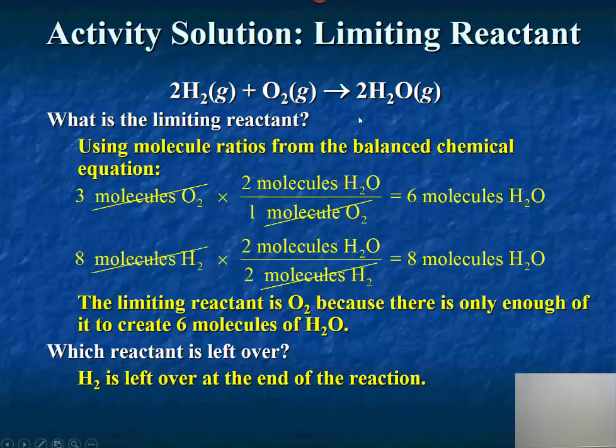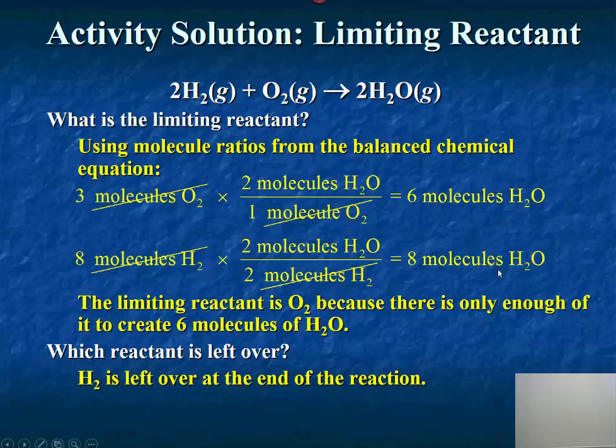There are 2 molecules of water produced for every 2 molecules of hydrogen. So it's 2 over 2, the ratio. Molecules of hydrogen cancel out. 8 times 2 is 16, divided by 2 is what? 8. 8 molecules of water. So now, looking at this, you can make a comparison.